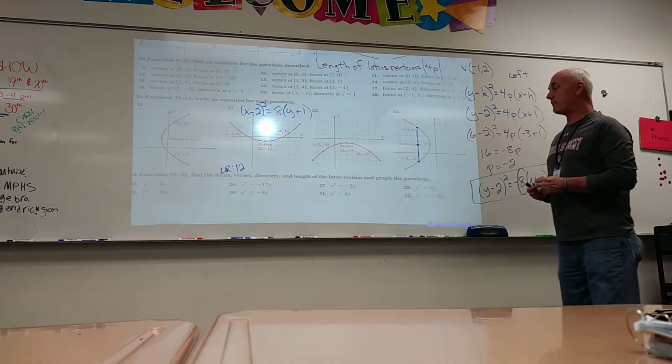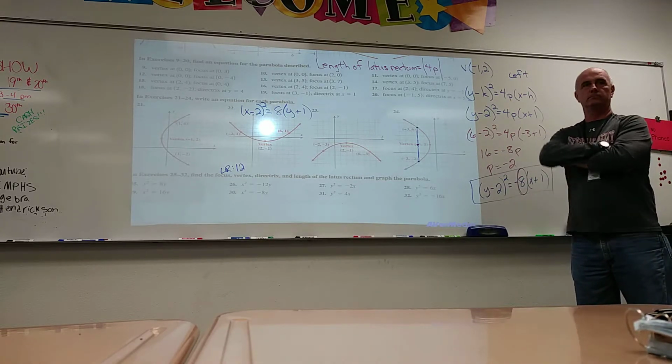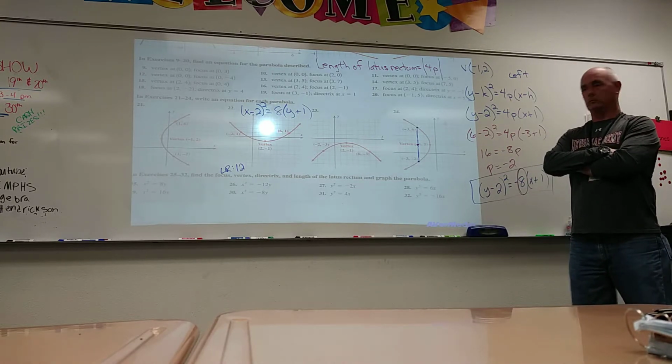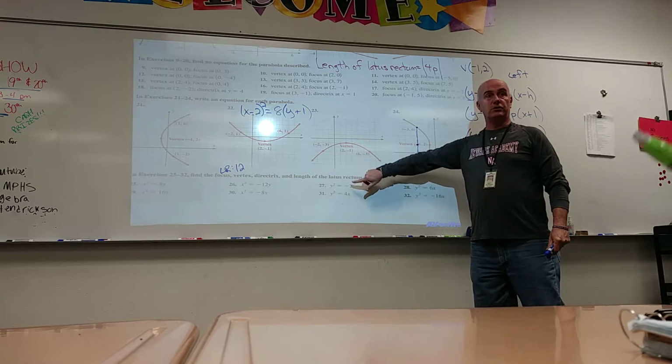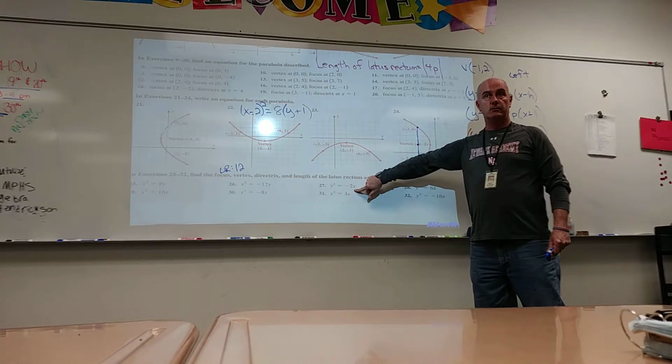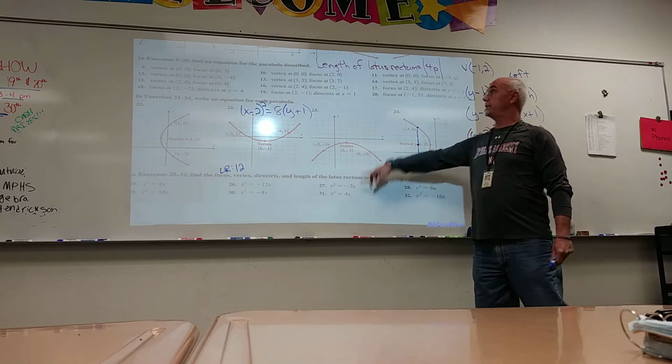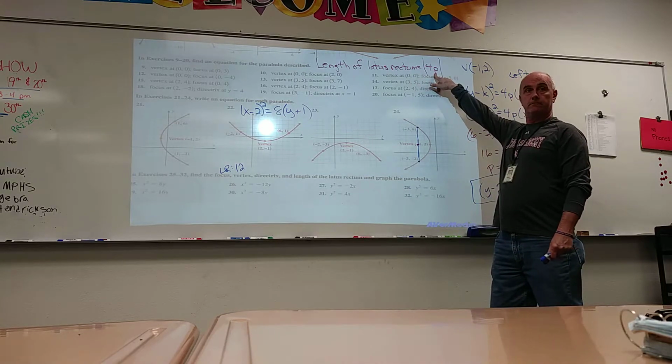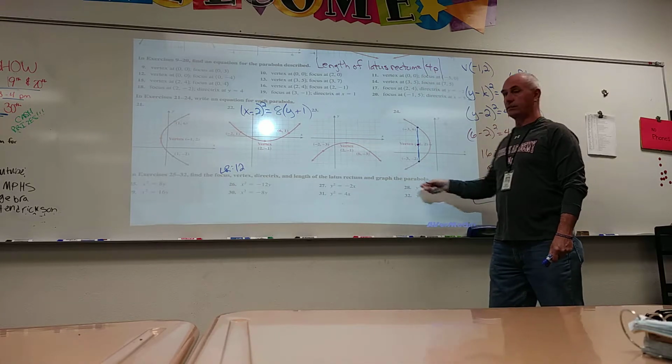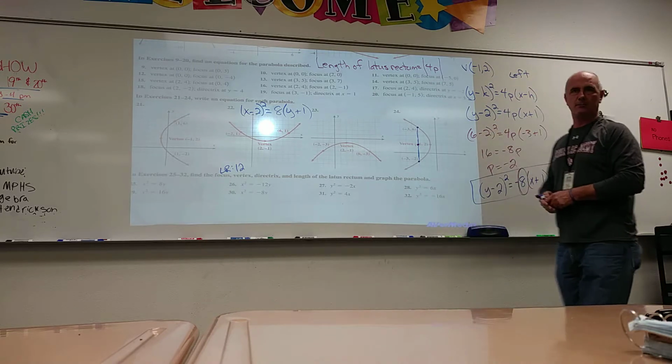In number 27, what's the length of the latus rectum? 2. It's just the number that's right there, because the number that's right there is 4p, and the length of the latus rectum is 4p. So whatever number is there is the length of the latus rectum, just the positive value, the absolute value.